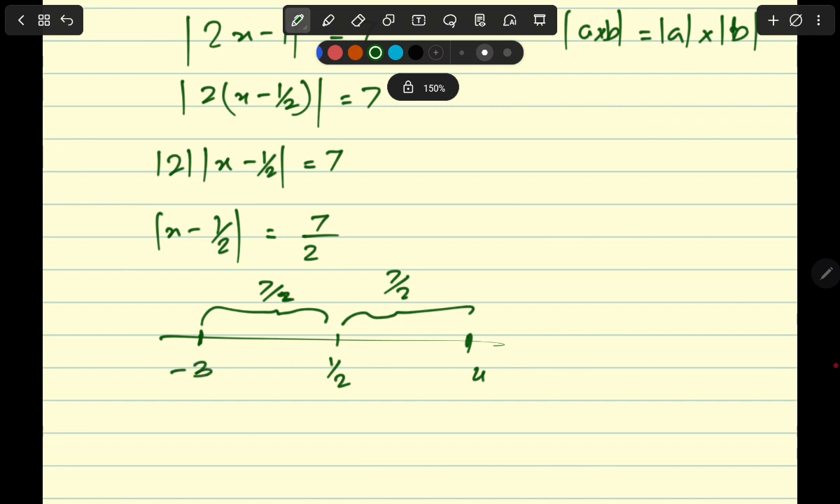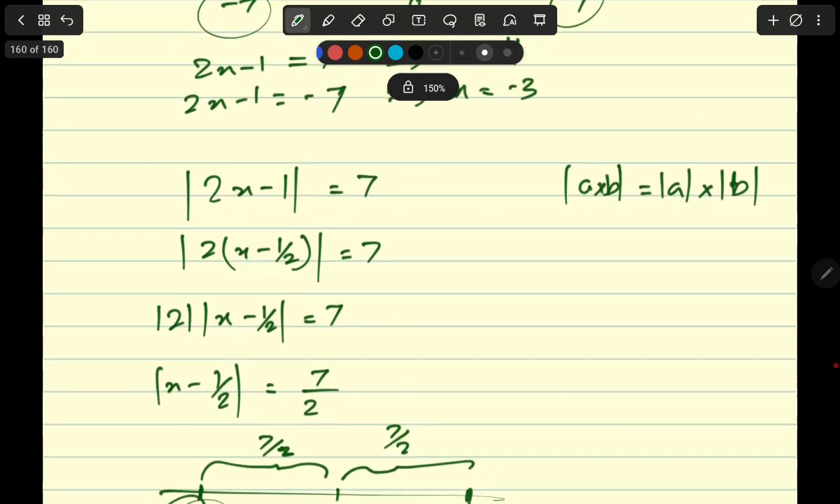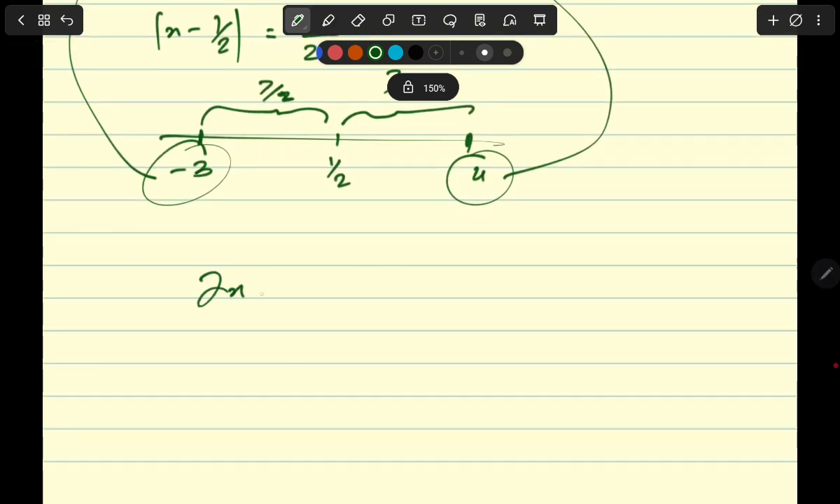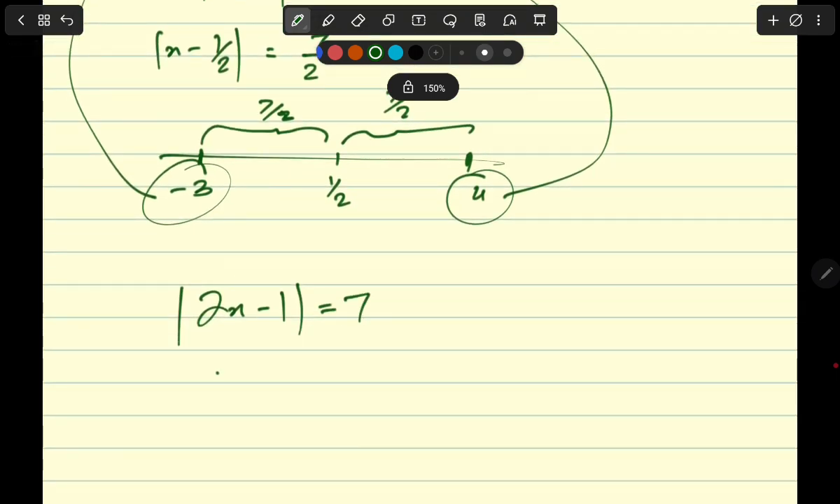Now, whenever you find the answers 4 and negative 3, always plug them back. So put 4 here, 4 times 2 is 8, 8 minus 1 is 7, modulus of 7 is 7. Put negative 3 here, negative 6 minus 1 is negative 7, negative 7 modulus is positive 7. So yeah, this is verified. Now if you build the general idea that if you had modulus of 2x minus 1 equal to 7, then you can substitute it by a and say that modulus of a is equal to 7, and you will say that a is equal to plus and minus 7, and then you will substitute back 2x minus 1. So 2x minus 1 is equal to plus and minus 7.